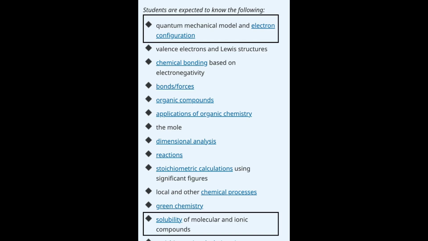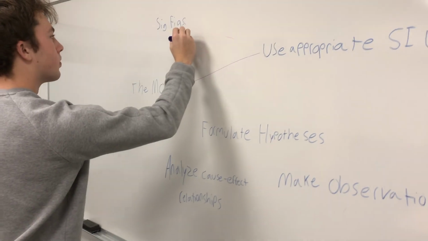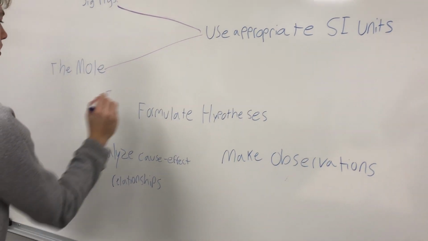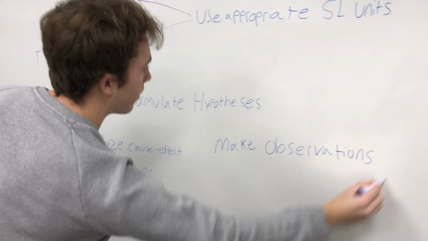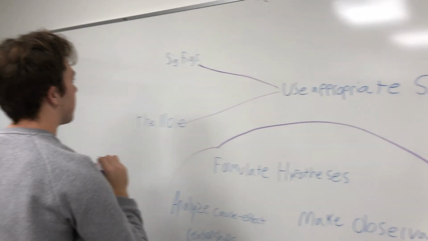On the other hand, students must also know the quantum mechanical model and electron configuration, and the solubility of molecular and ionic compounds. With these content pieces, the content is much more specific, so the teacher can't be as creative as they can with the curricular competencies. This is why teachers try to make groups of content and curricular competencies that go well together, and then organize them into units. This should be done at the beginning of the year to ensure that no learning targets are missed.